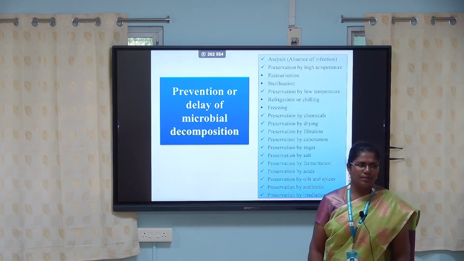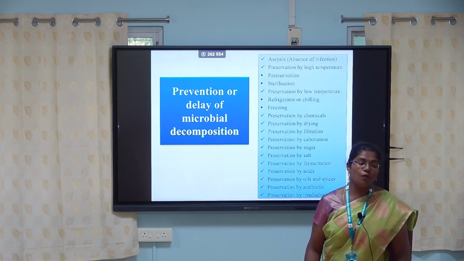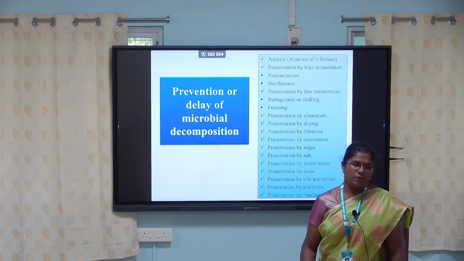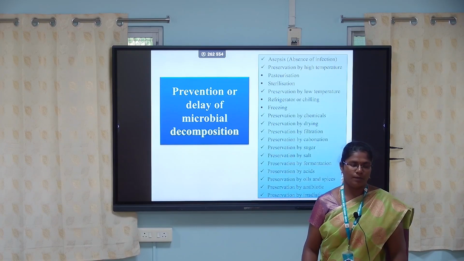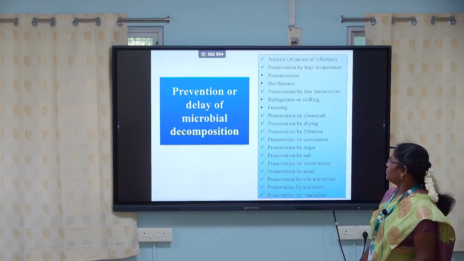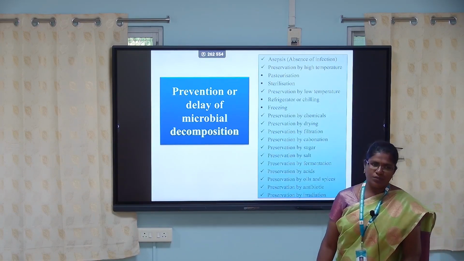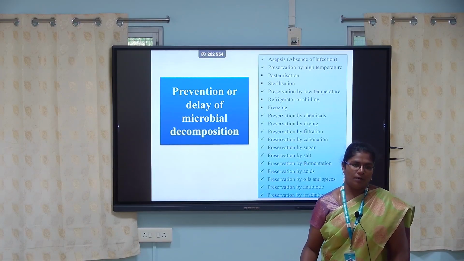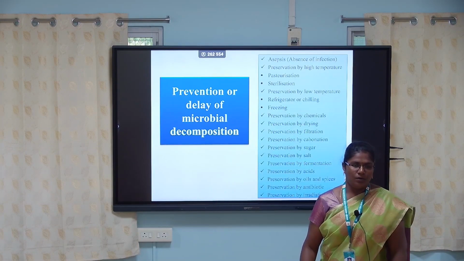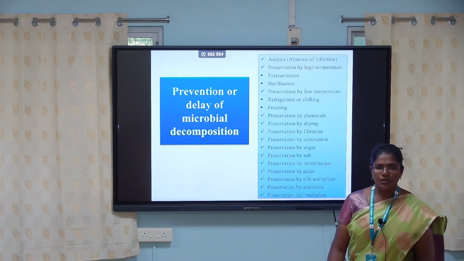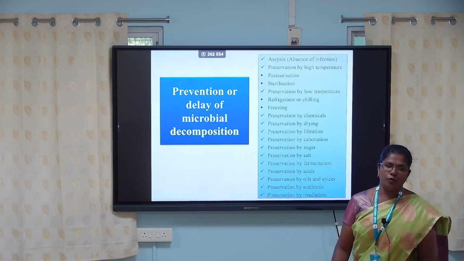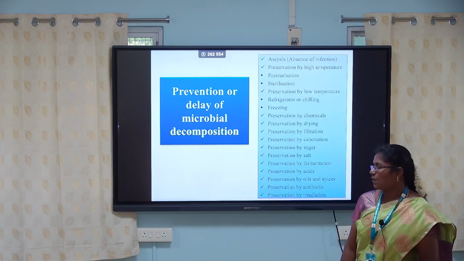Preservation by drying. Drying is just a removal of water from the foodstuff. It can be solar drying or artificial drying. Then, preservation by filtration. Microorganisms are being filtered. In this filtration technique, microbes are removed with the help of the filtration process.